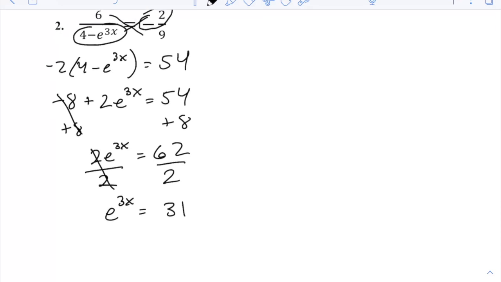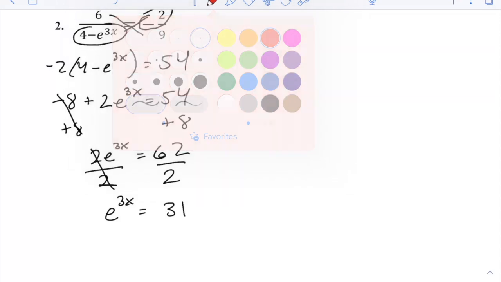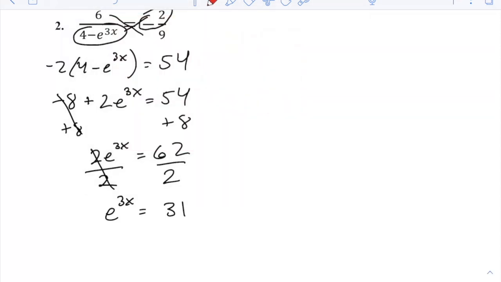So time to use some logs, kids. That's how we get those variables out of the exponents. And if you're dealing with base e, then hey, that's natural log all the way. I'm going to take the ln of each side, the natural log of each side, and it's beautiful. Ln of e to the anything is that exponent. So ln of e to the 3x is 3x, and on this side it's ln of 31. Solve for x, divide both sides by 3.